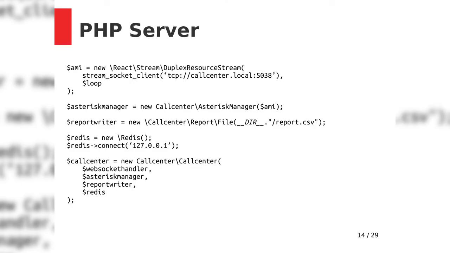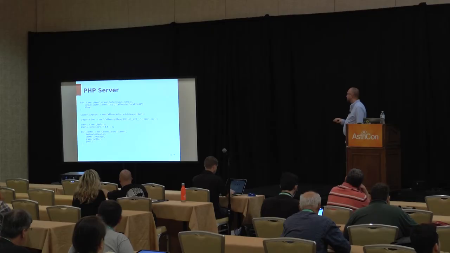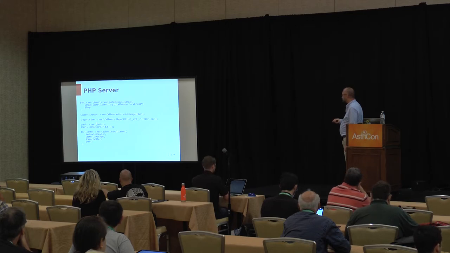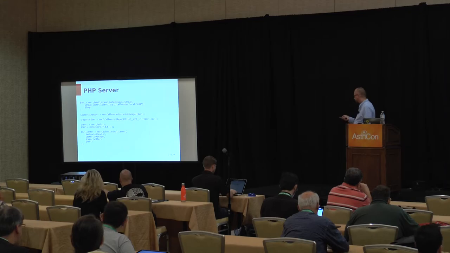Then we connect to Asterisk on the manager interface, which is wrapped in this duplex resource stream on the same loop as the WebSocket. And then we have our own implementation of how to handle these events, and we pass this connection in here. Then we have our report writer, and then finally our Redis connection. And then we have our full call center application that needs to use all of these four objects: the WebSocket handler, the Asterisk manager, report writer, and Redis.